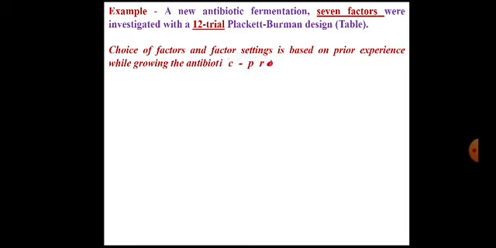So, the choice of factors and factor settings. As I mentioned, Plackett and Burman design is a 2-level screening design. Levels means settings of factors, 2 concentrations of factors. The choice of factors and factor settings is based on prior experience while growing the antibiotic producing organism and literature. The question arises, why 7 factors? We collect the information from previous research, books, and literature, and understanding that information collectively, we come up with 7 factors. So based on previous experience and the literature, we can select the important factors.